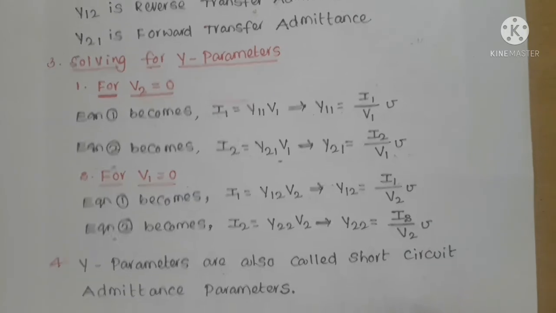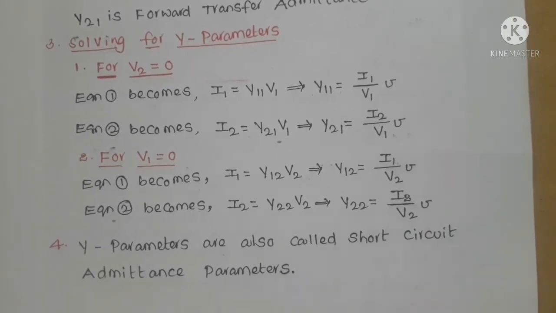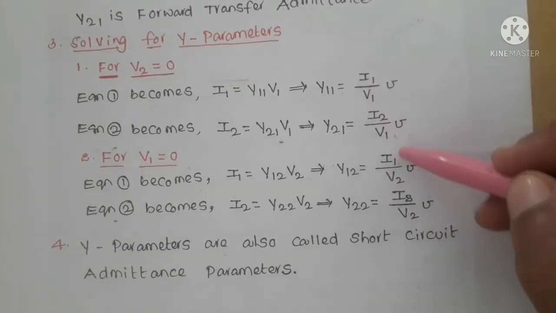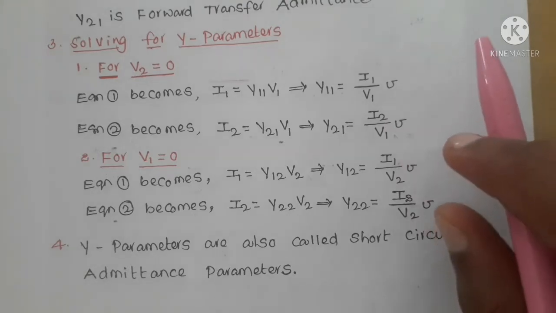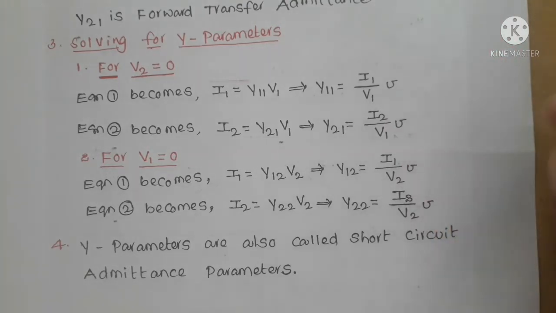So Y parameters are also called short circuit admittance parameters because each time to get these Y parameters we are making a voltage 0, either port 1 voltage 0 or port 2 voltage 0. So that's why they are short circuit parameters. So again, short circuit admittance parameters. Why they are called admittance parameters: if you look at each parameter, it is a voltage to current ratio. So that's why they are called admittance parameters.